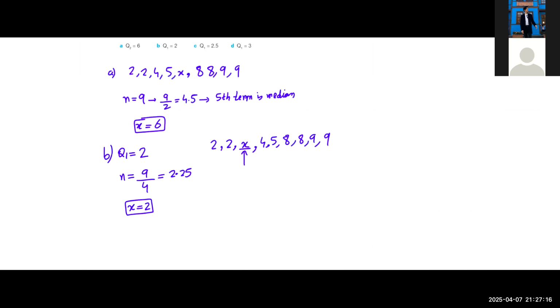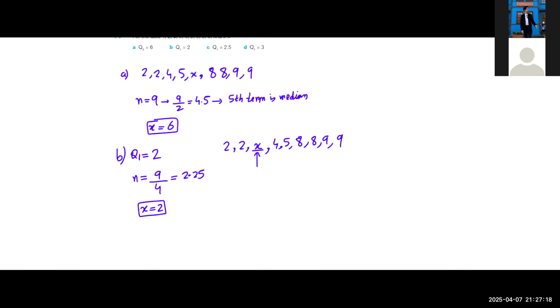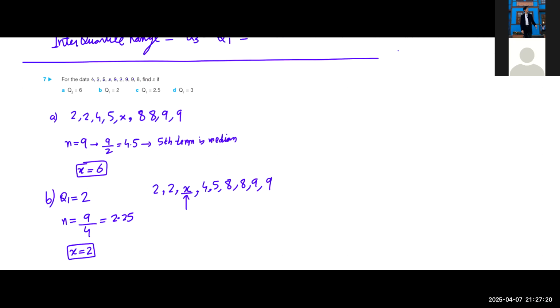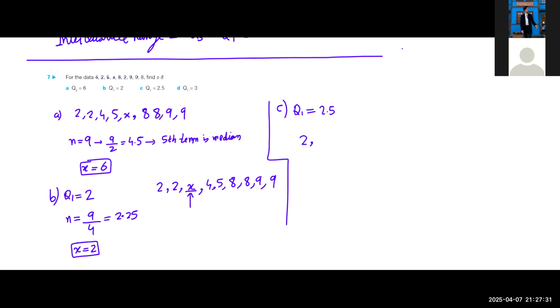Alright. Yep. Next up, we need to make the lower quartile 2.5. So this is the last one I'll do. The next one I'll leave you for homework. So if we want the lower quartile to be 2.5, then of course we need to plug in the x somehow over here, but we need to give it a specific value so that it makes the lower quartile 2.5.